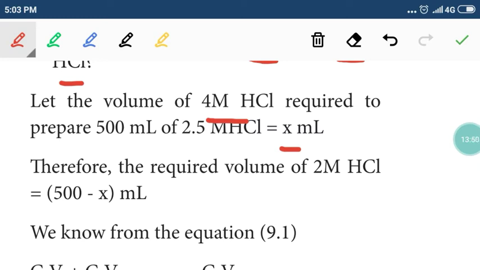Totally how much volume of solution is going to be prepared? 500 ml. We don't know how much 4 molar HCl is taken. So 500 minus X will be the volume of 2 molar hydrochloric acid. So we are going to mix just two solutions, 4 molar HCl and 2 molar HCl. Volume of 4 molar HCl is taken as X. Total volume 500, so 500 minus X is the volume of 2 molar HCl.